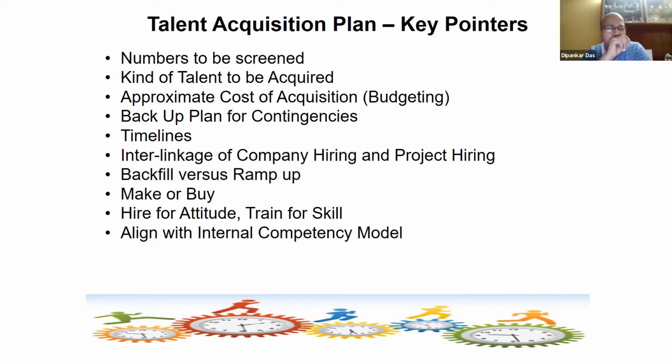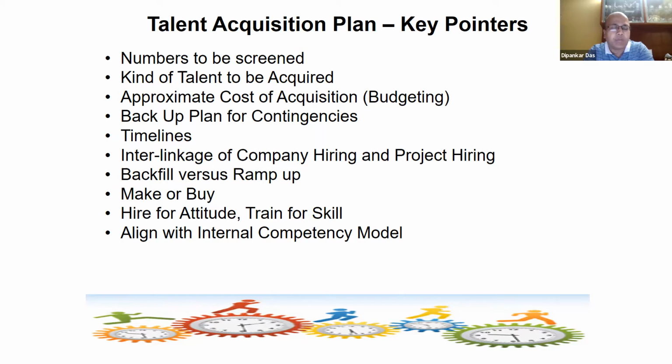The numbers to be screened, the kind of talent to be acquired, approximate cost, any backup plan for contingencies if you miss out on timelines, then how to make up for it, interlinkages of company hiring and project hiring, because team A, the leadership team, was looking at the broader company hiring perspective, backfill versus ramp up. So you will also have people leaving you, so how do you do the backfill while you are also ramping up? Of the 900 people, do you want all of them to be from outside, or do you want to align some people from within the company, some older people who can recreate the values and the culture of the company in this project?